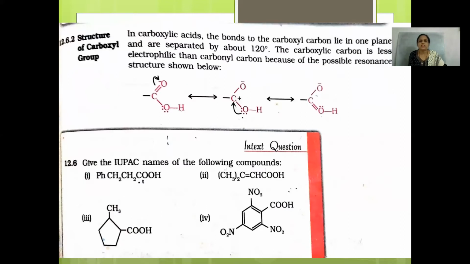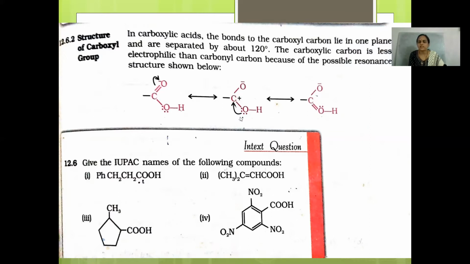Then we'll discuss the structure of the carboxylic group. Carboxylic acid has the functional group COOH. In carboxylic acids, the bonds to the carbonyl carbon lie in one plane and are separated by an angle of 120 degrees. You can see the resonance structure of this carboxylic group. The double bond gets transferred to oxygen, making oxygen electronegative and carbon thereby becomes electropositive in nature. So this is the structure which we obtain.